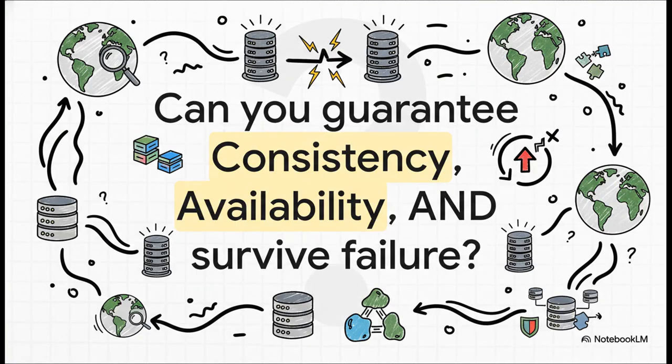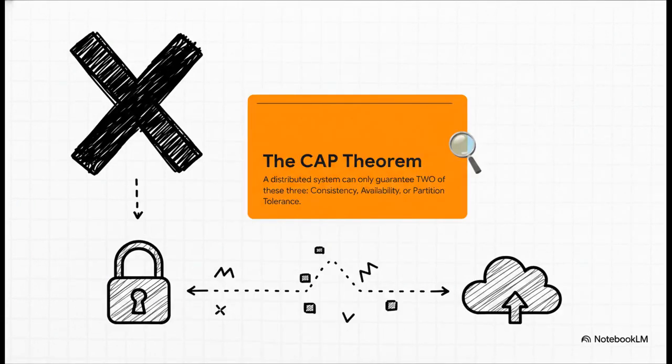And here's the big question at the heart of it all. Let's say your database is running on servers in New York, London, and Tokyo. Can you really guarantee 3 things at once? 1, perfect consistency, meaning everyone sees the exact same data at the exact same time. 2, 100% availability, meaning the system is always online. And 3, it can survive a network failure, like the connection between London and Tokyo going down. Well, it turns out the answer to that question is a hard no.